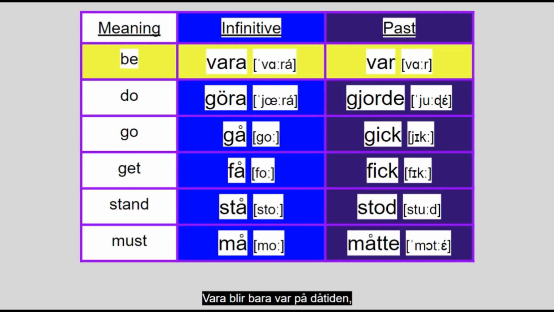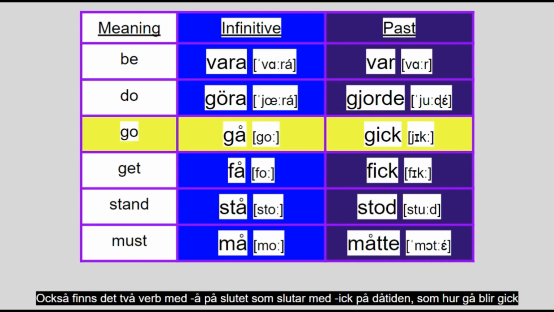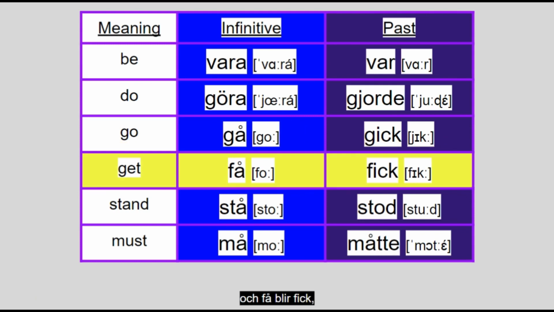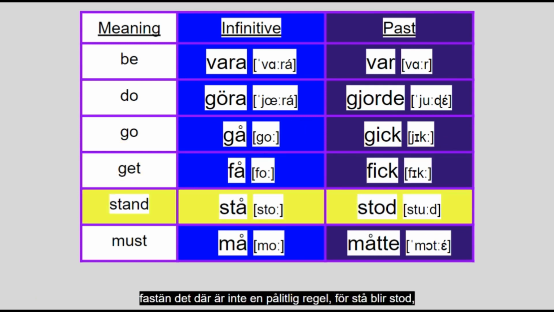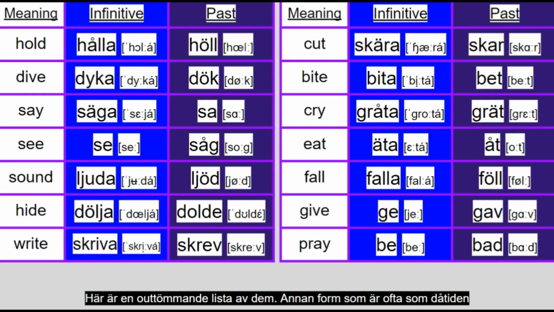Vara just becomes var in the past, while göra becomes gjorde. There's also 2 verbs ending with å that end with ik in the past, like gå becoming gick and få becoming fick, although it's not a reliable rule as stå becomes stod and må becomes måtte, which is very close to being regular. Here's an inexhaustive list of them.